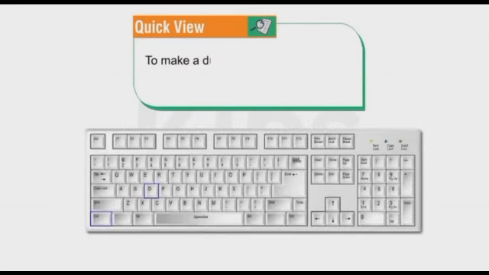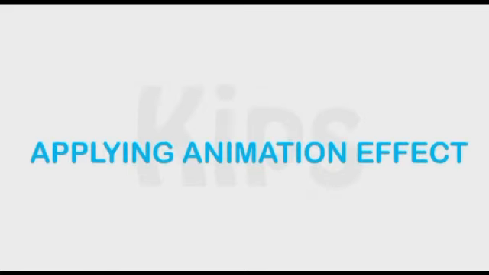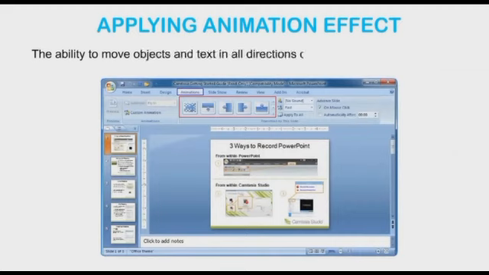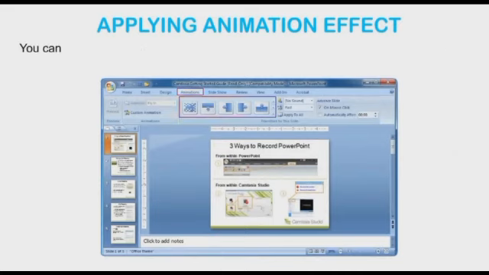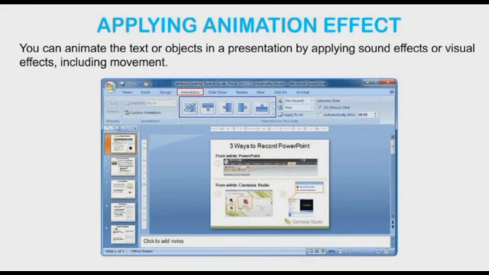Quick view. To make a duplicate copy of the current slide, press the Ctrl plus D key combination. Applying the animation effect. The ability to move objects and text in all directions of the slide is called animation. You can animate the text or object in a presentation by applying sound effects or visual effects, including movements.